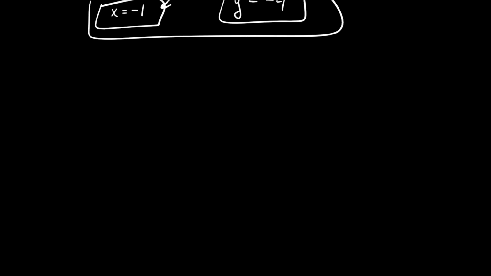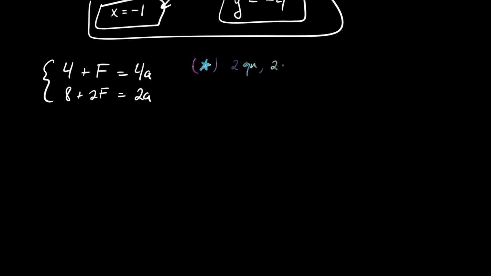So we're going to hit this example. 4 plus f equals 4a, and 8 plus 2f equals 2a. Now again, we check real quick that we have the same number of unknowns as equations. So I'll call this step star, and it's so important, I'm going to make it step galaxy star. It's 2 equations, 2 unknowns, and we verify that, so we're good to proceed.